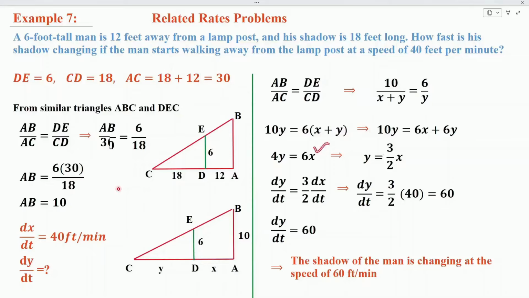We further simplify it and get y is equal to 3 by 2 x. Differentiating both sides with respect to t and then substituting the value of dx over dt, which is 40, we get the required solution. Hence, the shadow of the man is changing at the speed of 60 feet per minute.